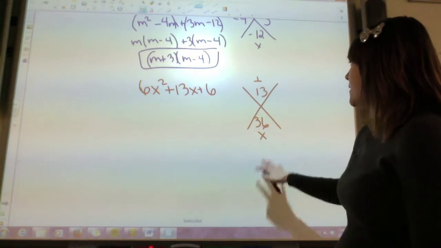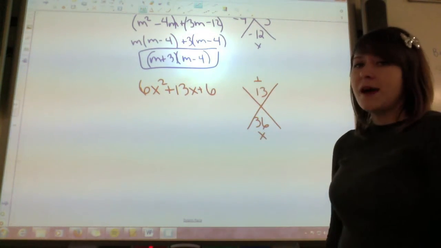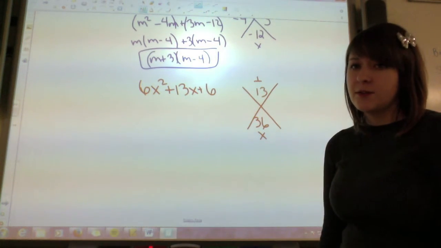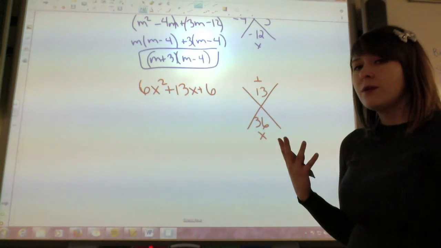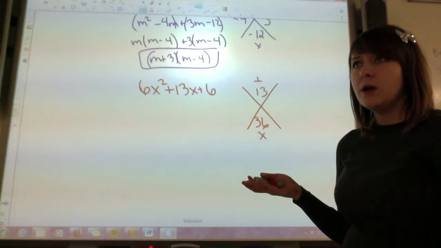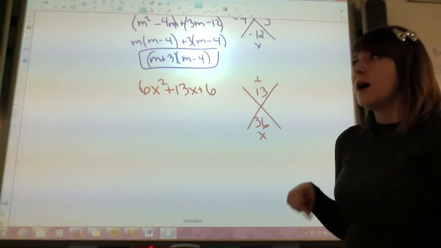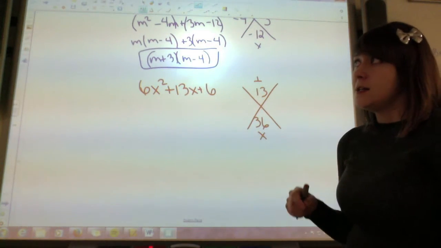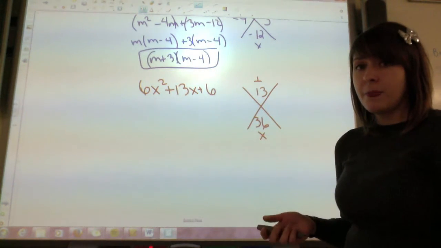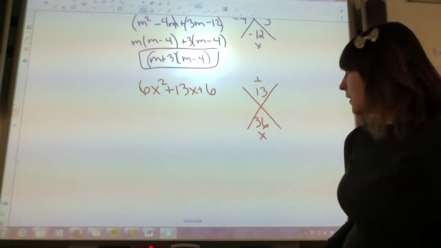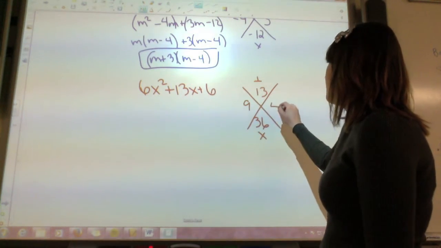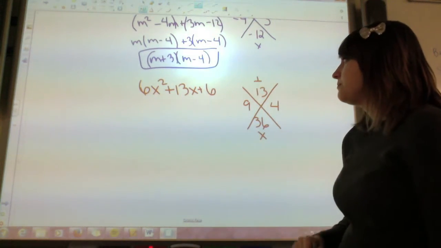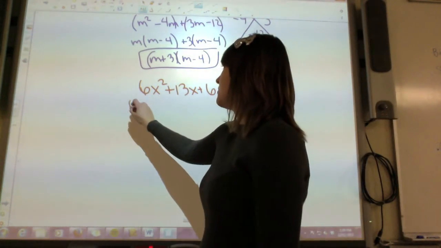So looking at this one, now I need to solve my x game, so I need to think about what two numbers multiply to 36 and add to 13. Thinking through, I've got 36 and 1, which wouldn't work. I've got 12 and 3, which also wouldn't work. I've got 9 and 4. 9 and 4 would work because those add to 13 and those multiply to 36. So now I can go through and factor by grouping.